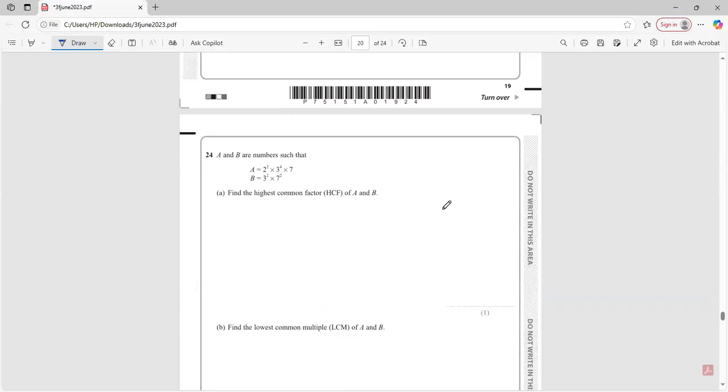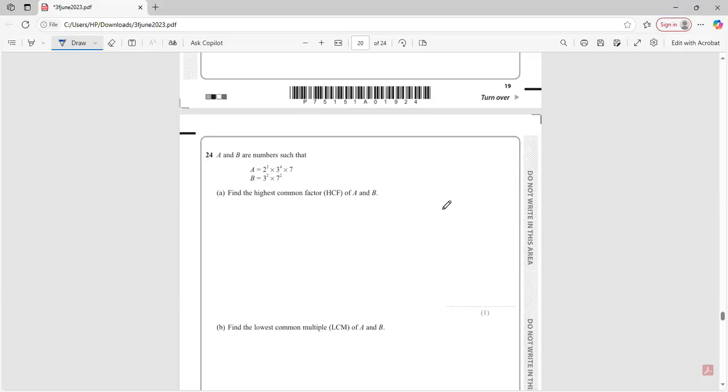Next on the lineup of questions, we have another standard form question, and it says A and B are numbers such that other stuff within them. It now says find the highest common factor of A and B, and the second one says find the lowest common multiple of A and B.